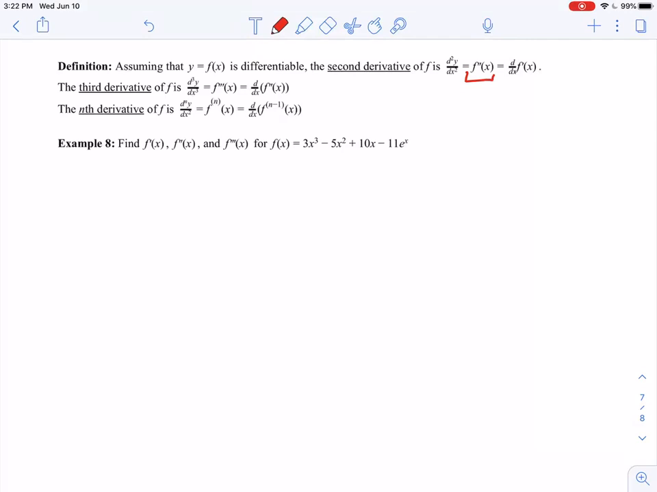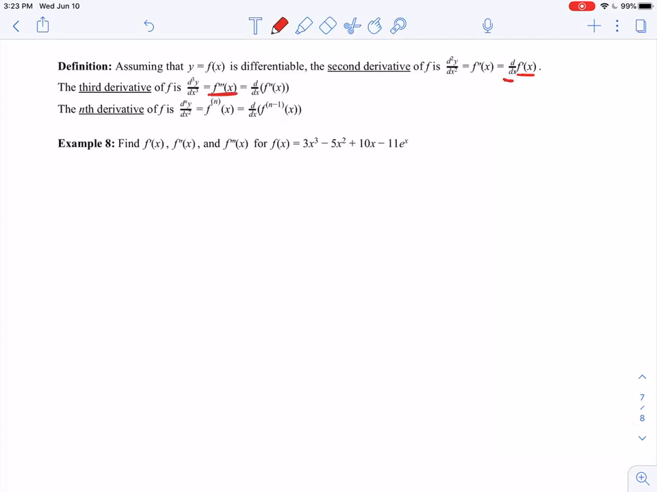What does the second derivative look like? The second derivative is just the derivative of the first derivative. So I take the derivative, and then I take the derivative again. I just take the derivative twice, almost exactly what you would expect. The third derivative would be d cubed y over dx cubed. More commonly, we'll write that as f triple prime.